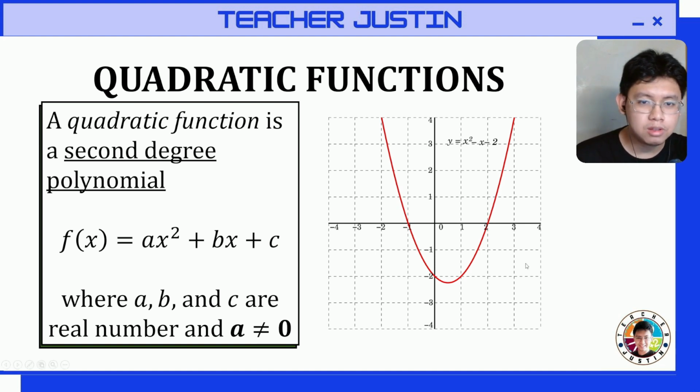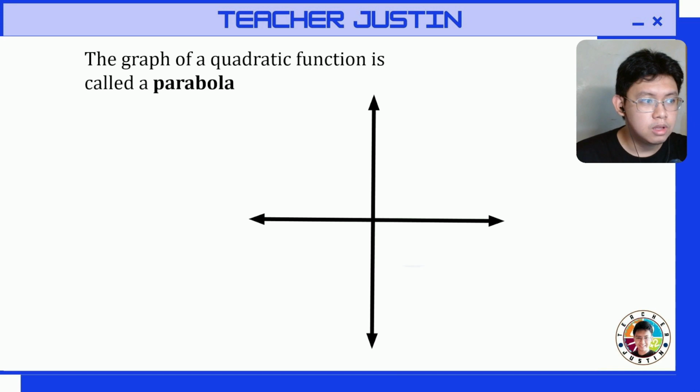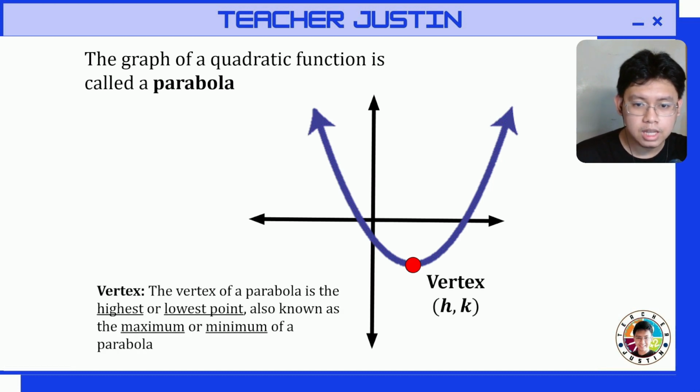Now, let's talk about the parts of our quadratic function. So, the graph of the quadratic function is called a parabola. Tapos, meron siyang vertex na ang vertex is the highest or the lowest point of the parabola. So, if it is opening upwards, it is the lowest point, and if it is opening downwards, it is the highest point of our parabola.